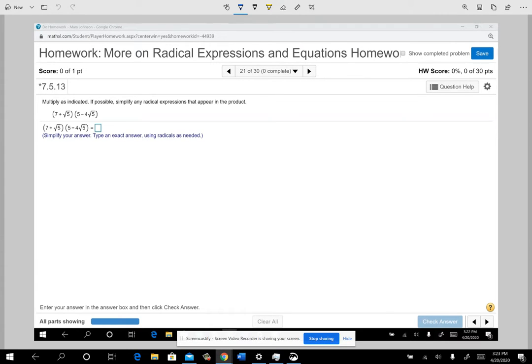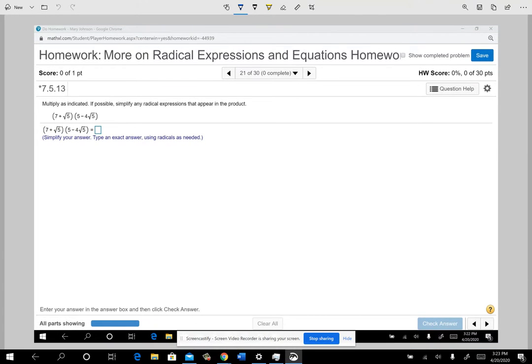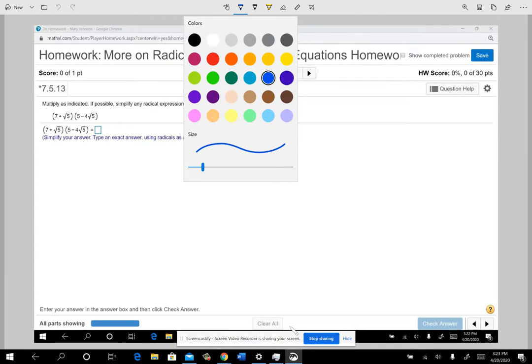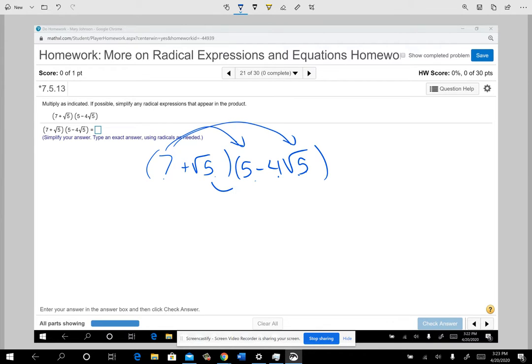All right, so the idea here is you're multiplying radicals where some of the radicals have a part outside and a part inside. Also, you have two terms times two terms, so you're going to wind up using that kind of FOIL idea where you distribute the 7 throughout and then the square root of 5 throughout.